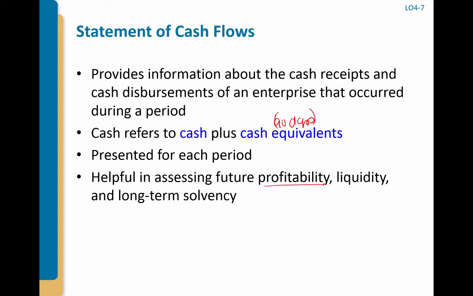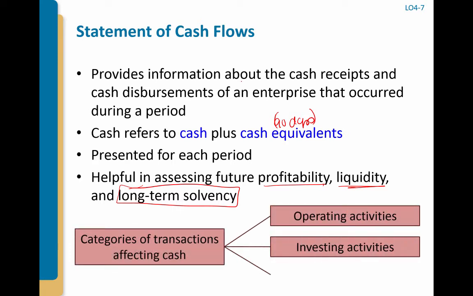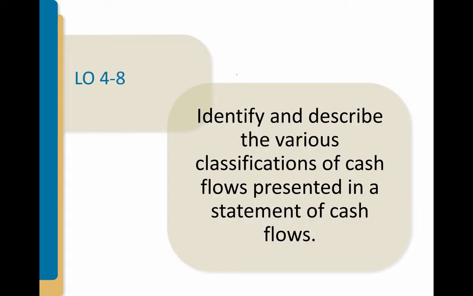It tells us how profitable we are, how liquid the company is, and its long-term solvency. Obviously, operating activities is one of the crucial ones. If we're making money from operating activities, which usually is the sales of goods and services, then that's great. So we have operating, investing, and financing activities, and they are presented in this order: operating, investing, and financing. Note that operating activities is from the normal sale of goods and services.